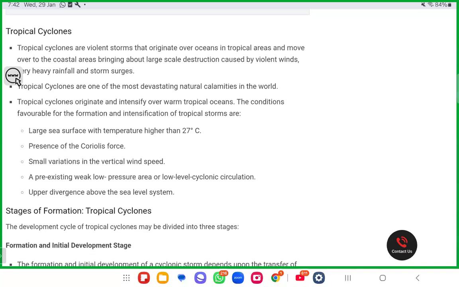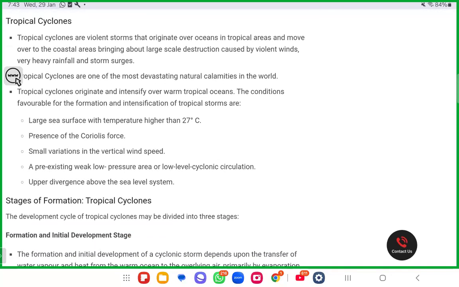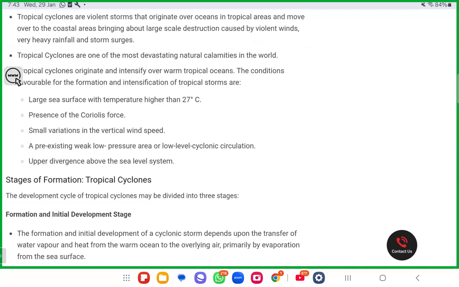Now, tropical cyclones, look at the fourth point. Tropical cyclones originate and intensify over warm tropical oceans. The conditions favorable for the formation and intensification of tropical storms are a large sea surface with temperature higher than 27 degrees Celsius. As we have studied, it occurs at the time of maximum radiation.